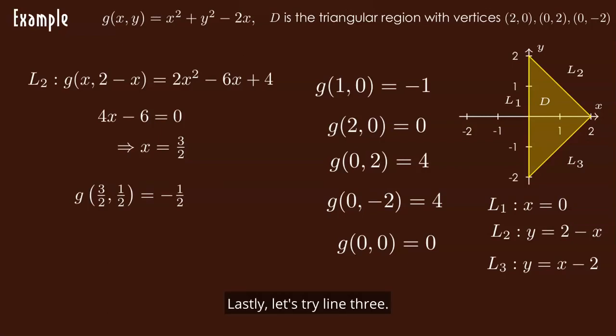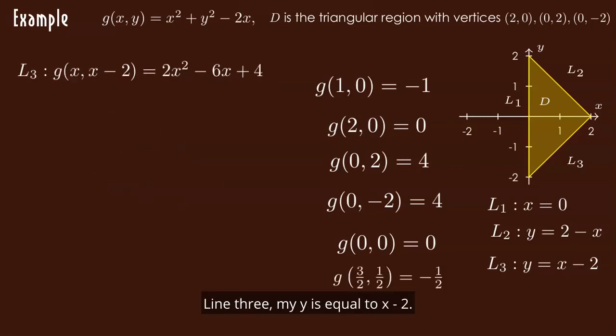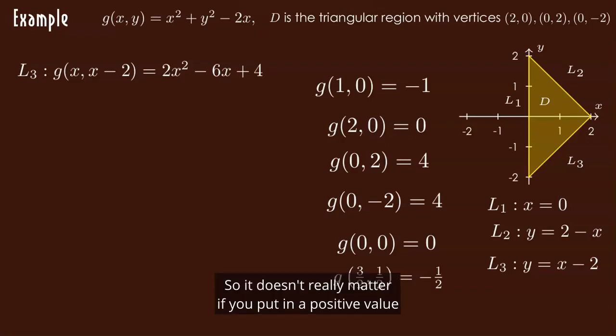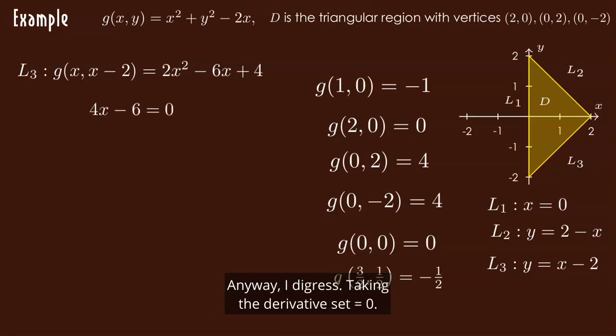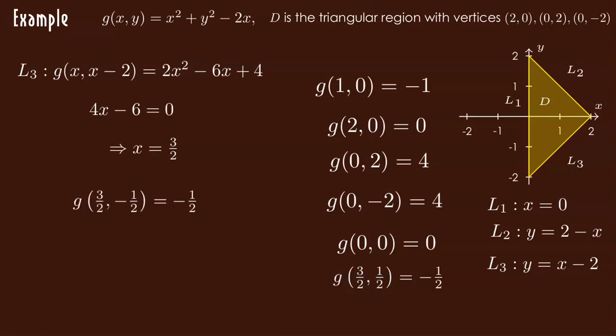Lastly, let's try line 3. Line 3, my y is equal to x minus 2. I plug that into the function. I get the same polynomial because if you notice in the original function, y is squared. So it doesn't really matter if you put in a positive value or the same negative value, you will get the same function. And x minus 2 is just the negation of 2 minus x. Anyway, I digress. Taking the derivative, set equal to 0. Again, we get 3/2, but this time my y is x minus 2, so that becomes negative 1/2. And when I plug it into the function, I get yet another negative 1/2.